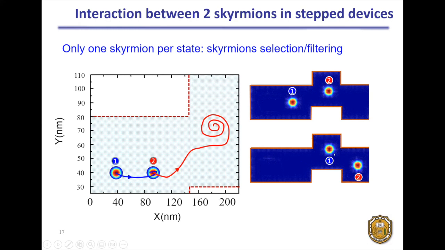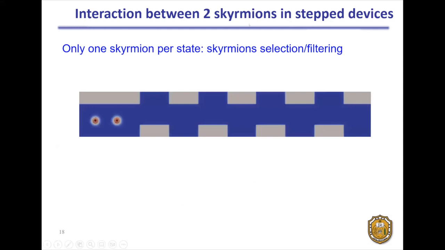If it is too large, then you might accommodate two skyrmions per state. But if you do it nicely, you are able to stabilize a single skyrmion per state. So that's what I will show you, how it works here. I will take the case of two skyrmions in multi-state devices, and we will focus only on this first state. I hope it moves. Okay, you can see it's moving.